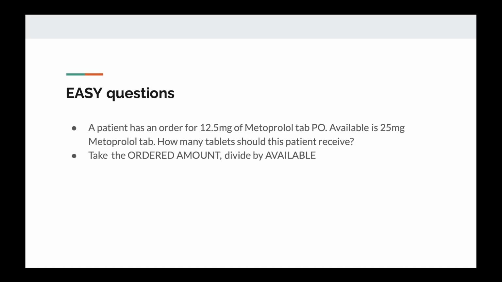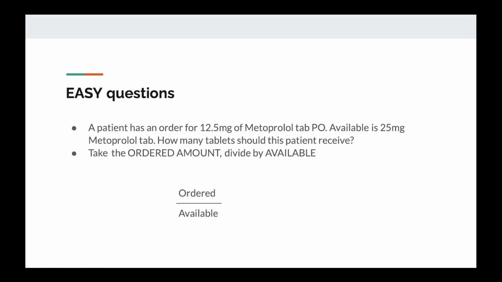All you have to do is take the ordered amount and divide by what's available. So what's the ordered amount in this case? The patient has an order for 12.5 of metoprolol tab PO. 12.5 is the ordered amount. And what is the available? You have 25. Ordered, divided, available. So ordered, 12.5, divided by 25, which is available. And what does that equal? That is 0.5. That is a half a tablet. And that's the entire question. That's the answer. 0.5 tablets.